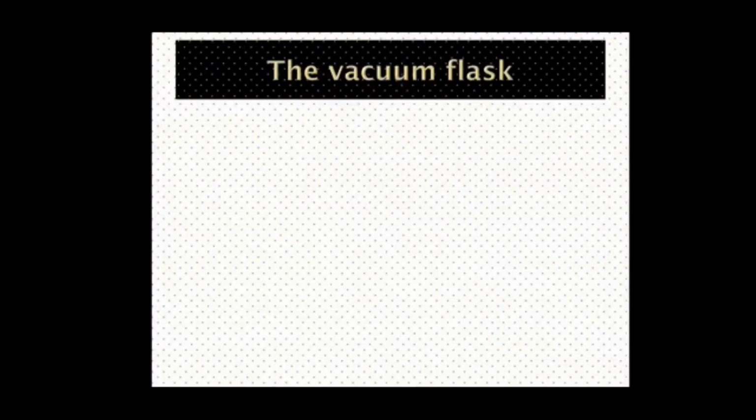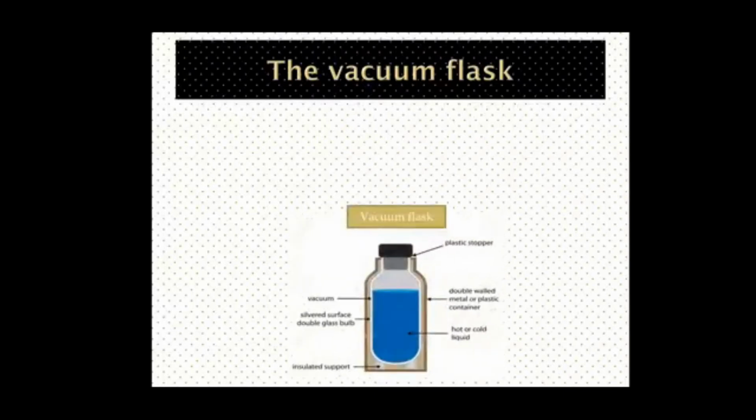Right now I am going to explain about the vacuum flask. Look at the picture of vacuum flask. There is a plastic stopper and there is double-walled metal or plastic container, then silver surface double glass bulb, and at the end you can see the insulated support.